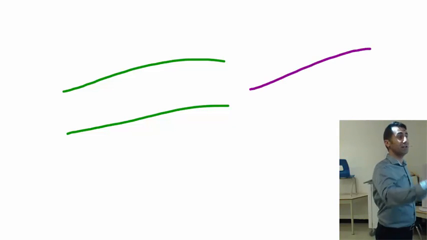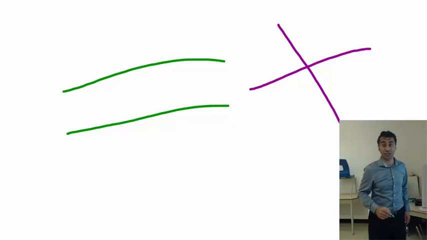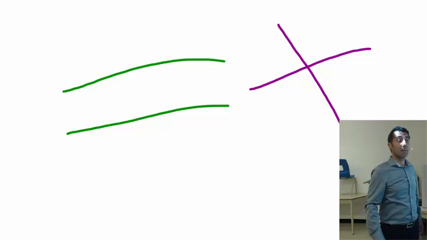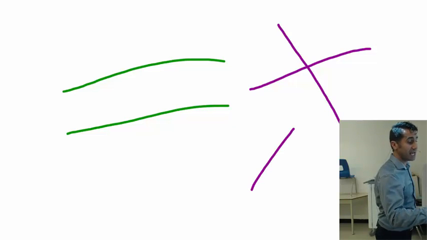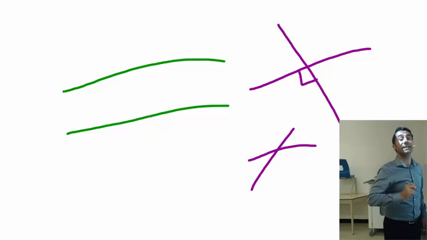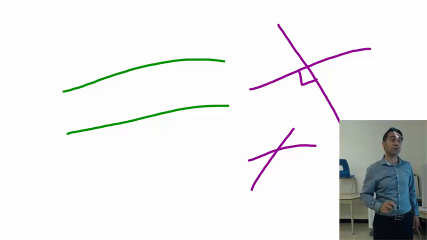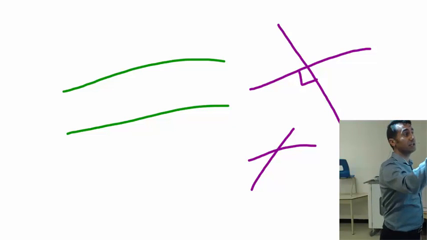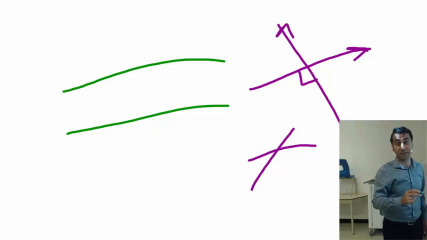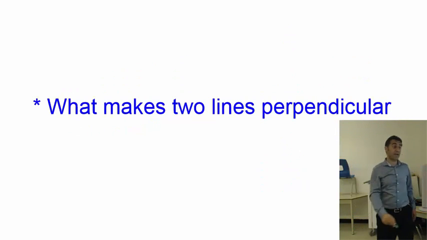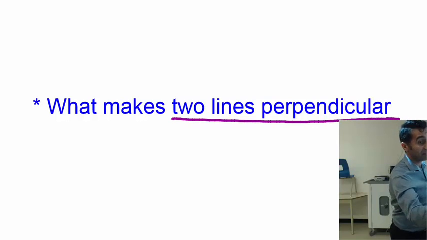Those two lines will intersect with each other, so there are not going to be parallel lines, intersect with each other, but not with any angle. They intersect with each other with 90 degrees. When two lines intersect each other with 90 degrees, the line is called perpendicular line. So, what makes two lines perpendicular?